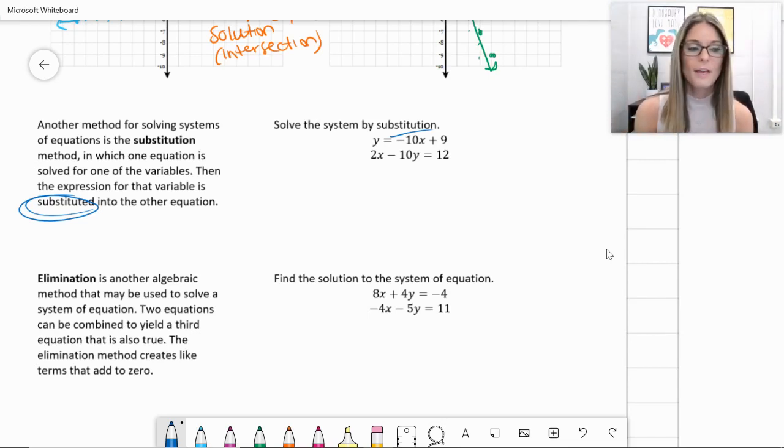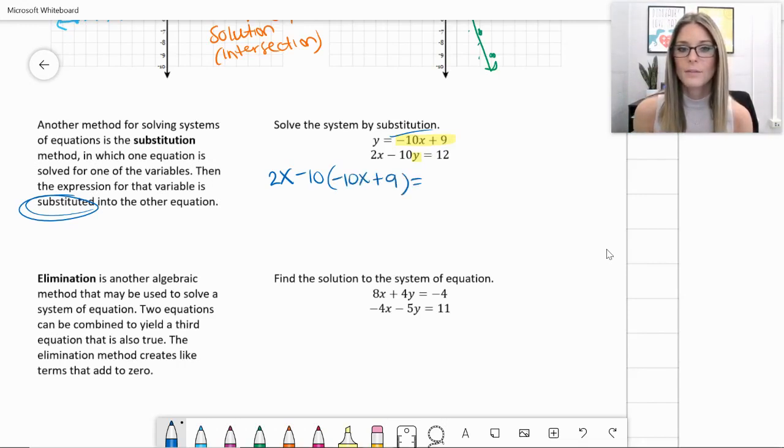I think we get so used to seeing y equals equations, we kind of forget what that means. It's saying that y is the same thing as negative 10x plus 9. They are exactly the same. They are equivalent. So I'm going to use that statement to replace y in the second equation with negative 10x plus 9. So my second equation is going to look like 2x minus 10, and I'm going to use parentheses to show I'm replacing y with negative 10x plus 9, equals 12.